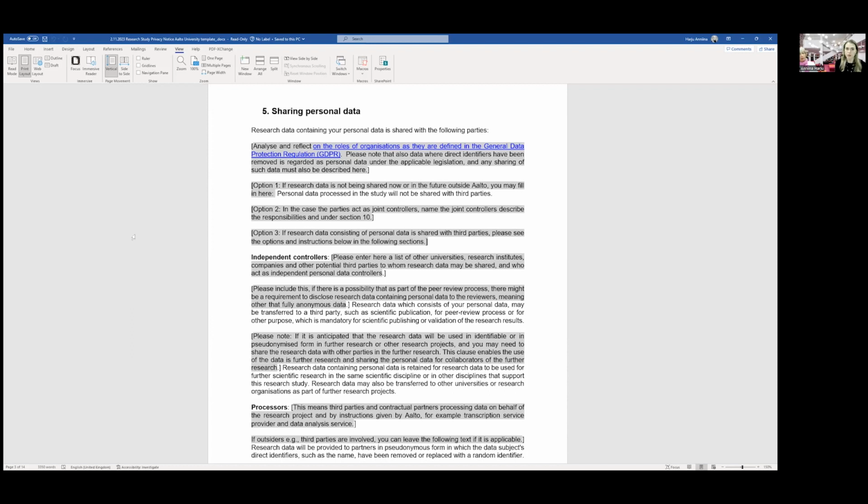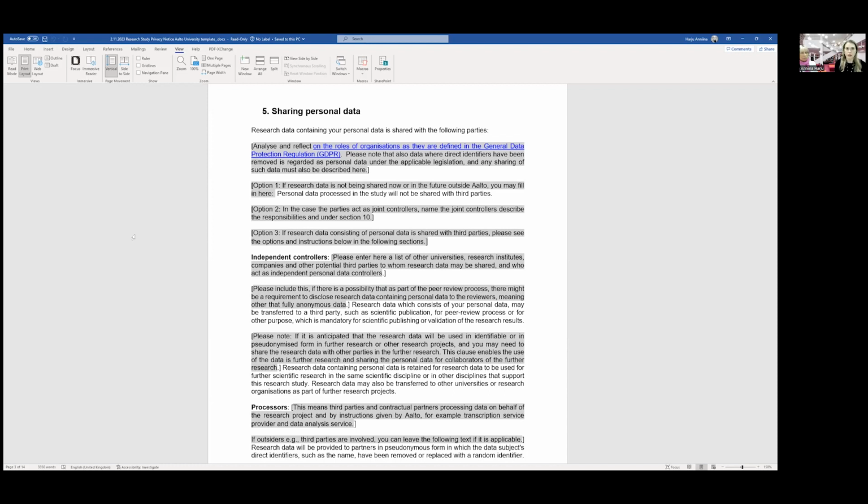For example, researchers who are employed by some other university, for example University of Helsinki researchers. We're interested in companies, for example, who provide us some kind of services, such as transcription services. So only outside third parties.